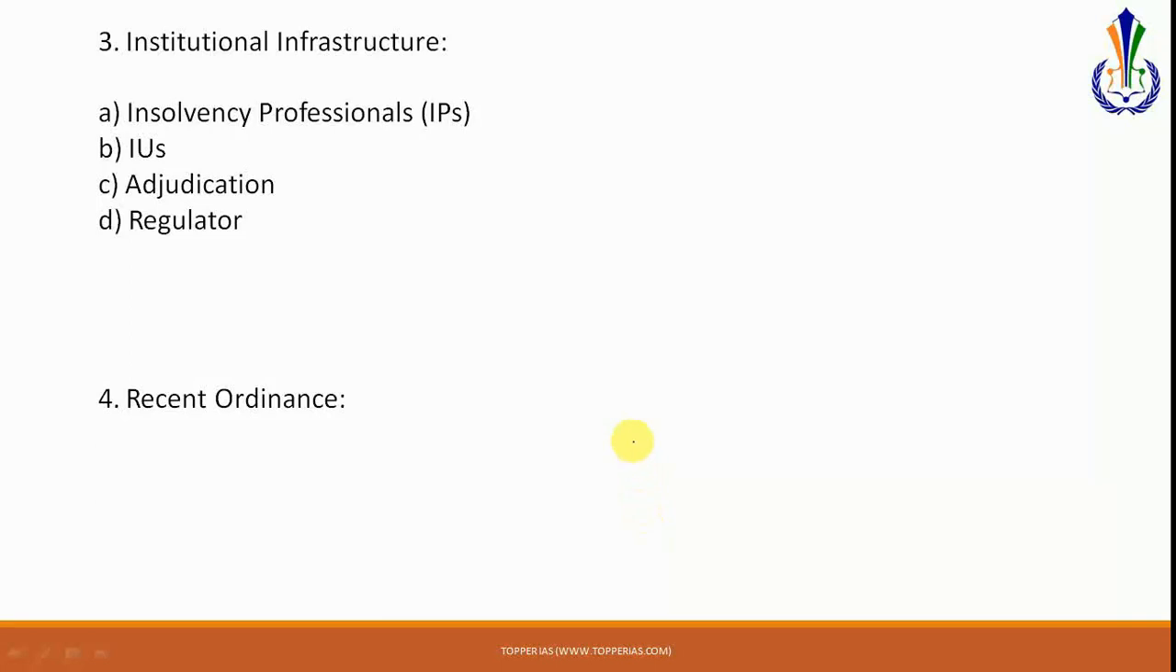Next, what is important is a revision aspect. The institutional infrastructure has 4 pillars. The first is insolvency professionals, as we've discussed. Then is the information utilities that are being formed. Then it is the adjudication, which includes the National Company Law Tribunal and the Debt Recovery Tribunal, and the regulation, which we know is the Insolvency and Bankruptcy Board of India. So this is something that is important.